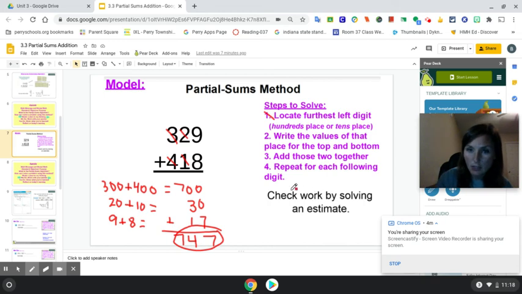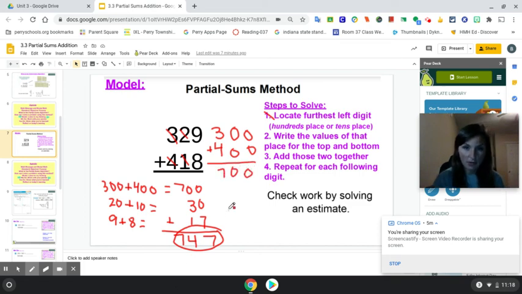And now it says here to check my work by solving an estimate. So 329, I'm going to say that's close to 300. And I'm going to say 418 is close to 400. And 300 plus 400, that's actually what I did in my first part here, and so I already know that's 700. 747 is close to 700. They're near each other, so I'm going to say that answer makes sense. So I'm going to give myself a check for that.